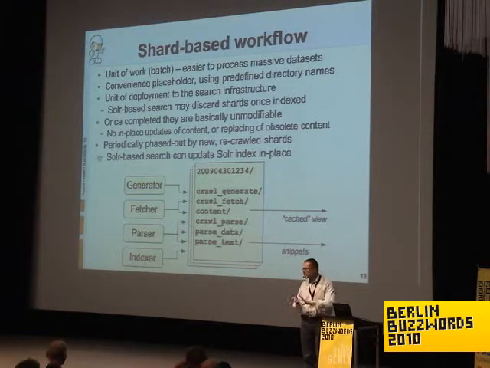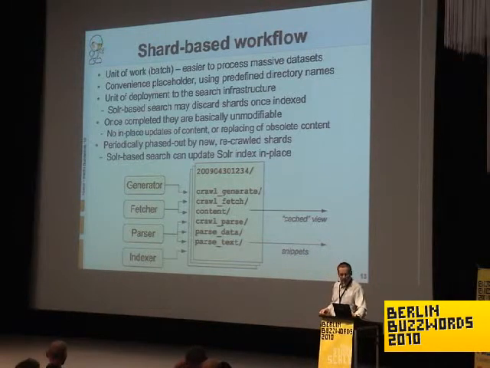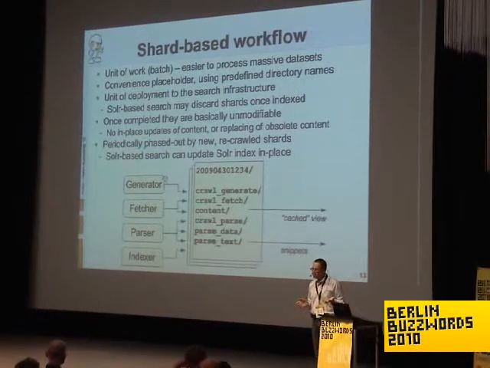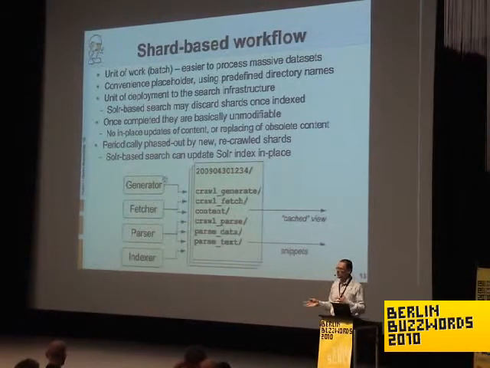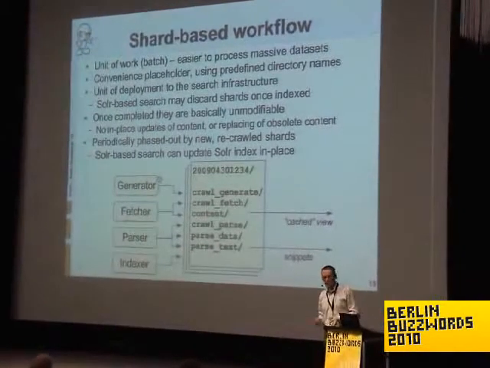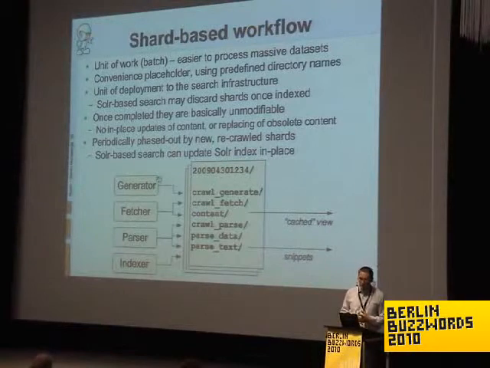So we have the fetch lists that are created with the generator component. We have the results of fetching, which is the raw content. And then we have the parsed data and parsed metadata. And then optionally, we may also store per-shard indexes there.